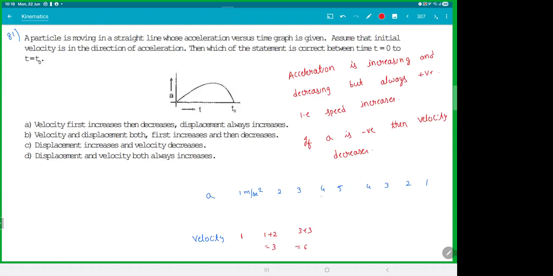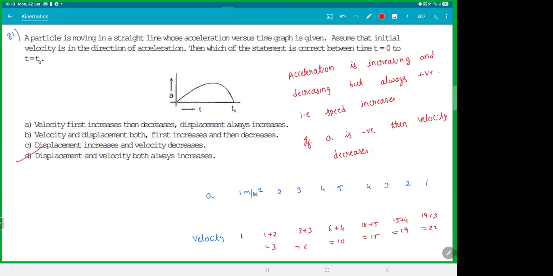Acceleration will increase your speed by 4 meters per second. So whatever you have, 6, plus 4, you'll become 10. Then 10 plus 5 will be 15. Now look at this. A is decreasing. 15 plus 4 is 19. You're still increasing. 19 plus 3 is 22. You're still increasing. Are you getting this? Acceleration is decreasing, but your speed is still increasing. So displacement and velocity both will increase. Is that making sense?